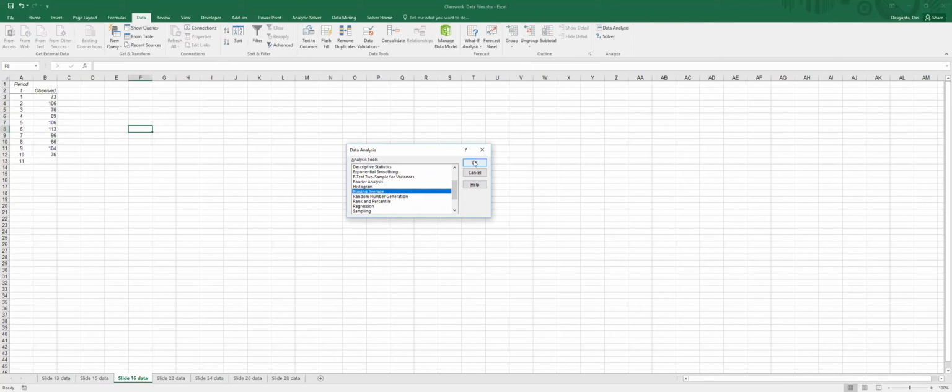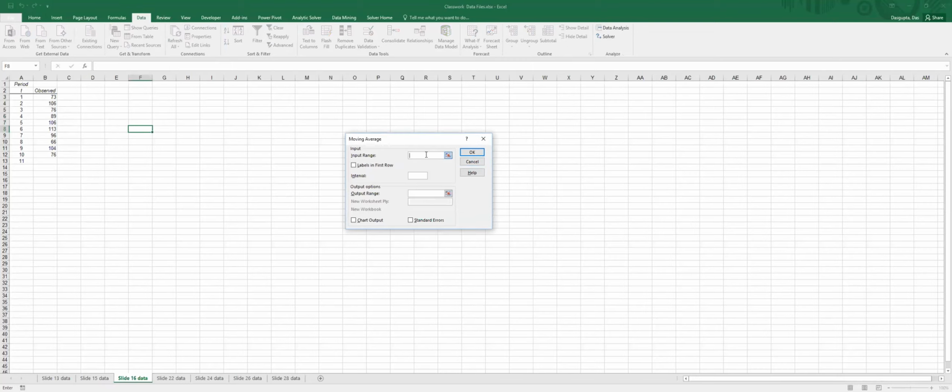You could hit OK. And in this window, the input range, you could select these numbers. I'm not including the labels in the first row. I could, if it really makes sense. It's just observed. Interval, I want to use 4 periods of moving averages. And the output range, I'm saying put it from the 4th observation onward.